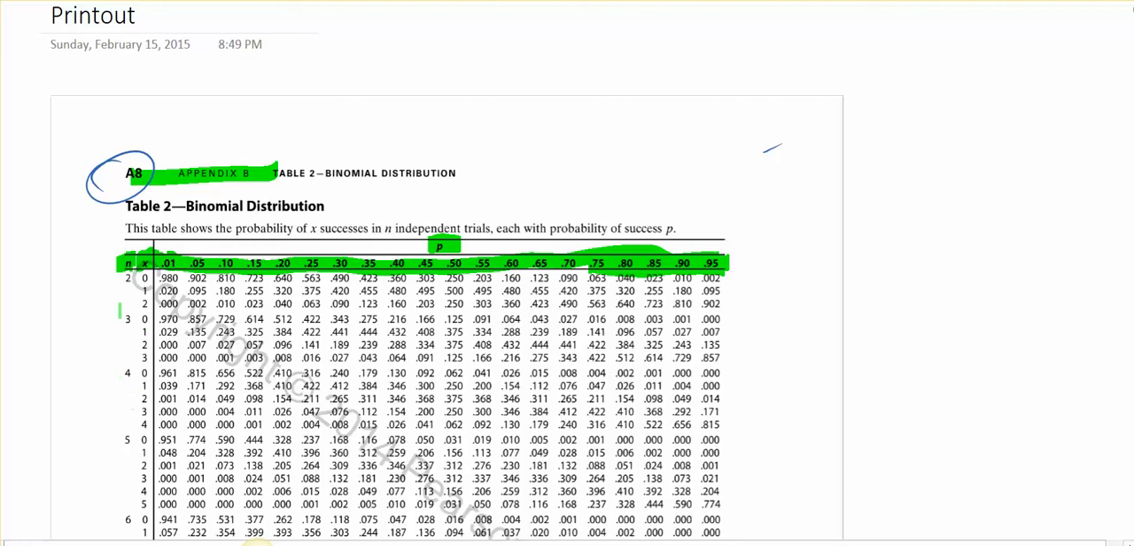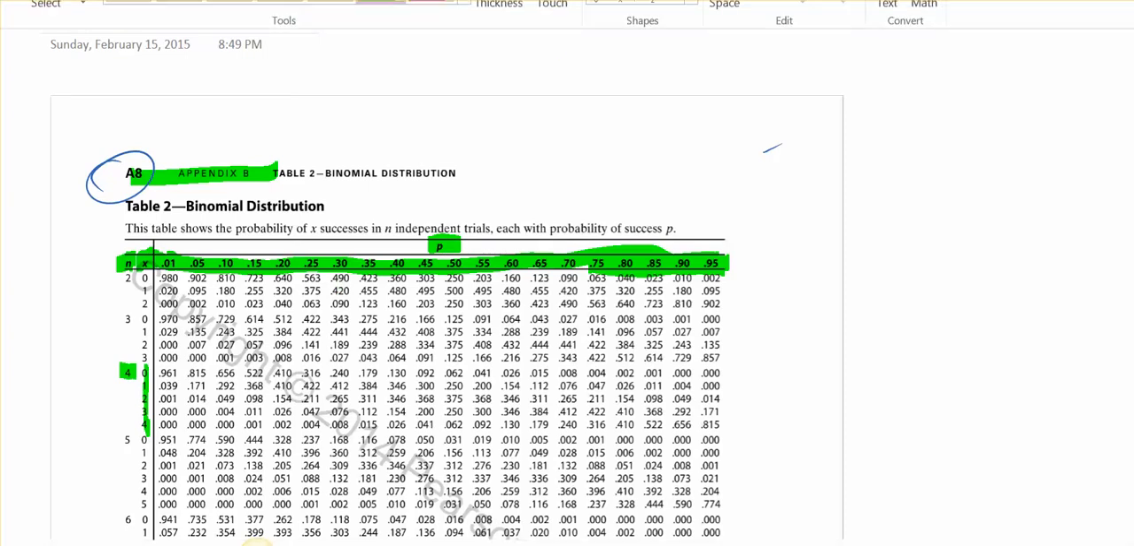All right, and then over here on the side you can see n and x. So for example, if n is 4, then the possible values for x would be 0 through 4, and then these are the corresponding probabilities based on what the probability of a success is.